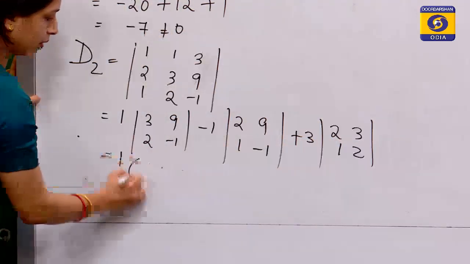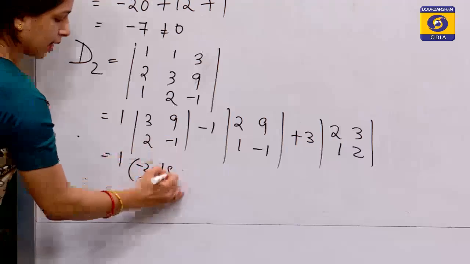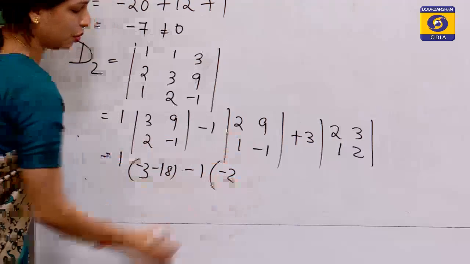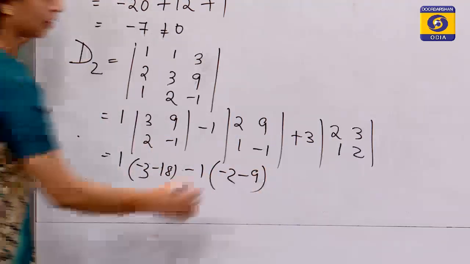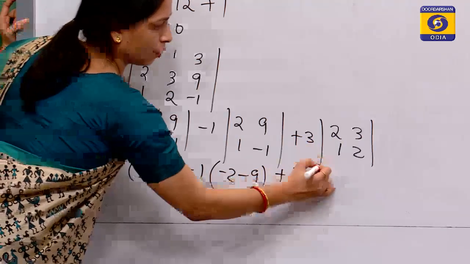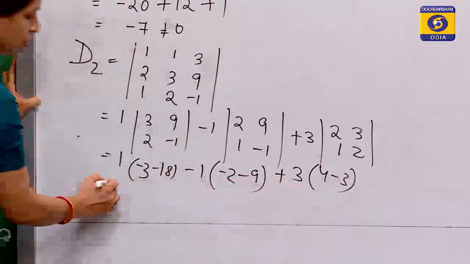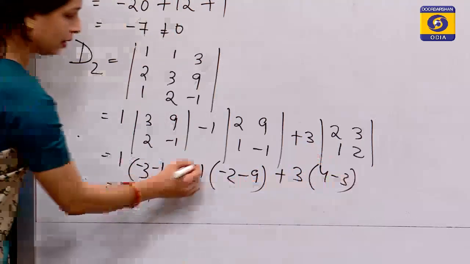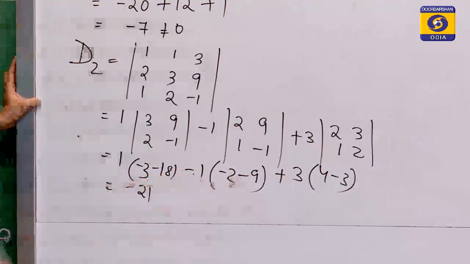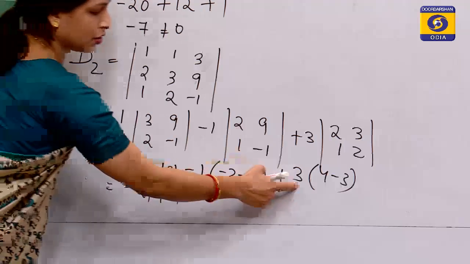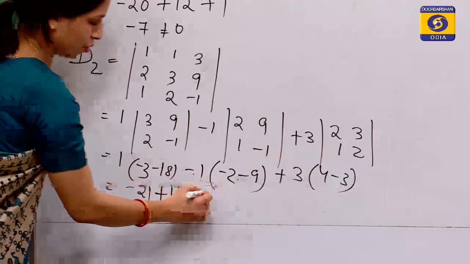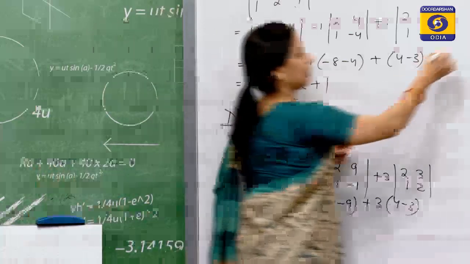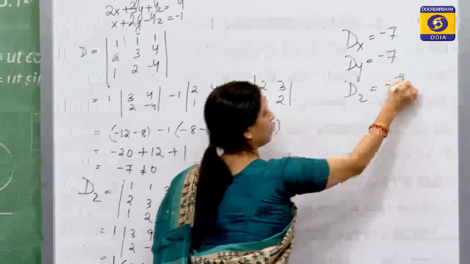So, here again we will get minus 3 minus 18, here again minus 1. So, here we will get minus 2 minus 9, here again we will get 3, 4 minus 3. So, the resultant again will be, this is minus 21, this is minus into minus 11, so this will become plus 11, and this is 3 into 1, so 3. So, again the answer will be minus 7. So, again the value of dz will be minus 7.